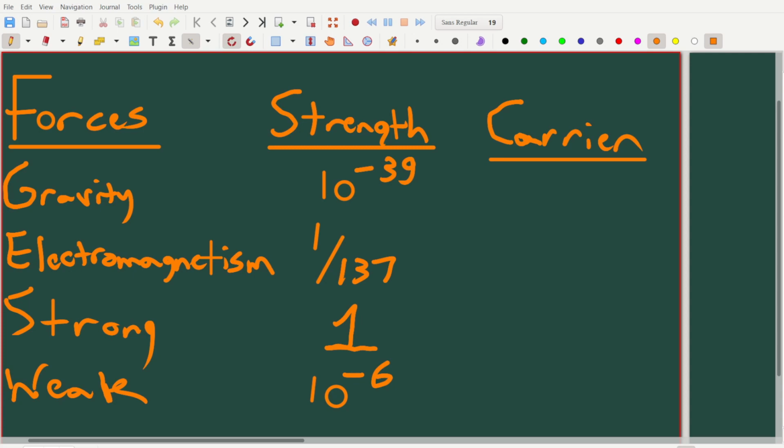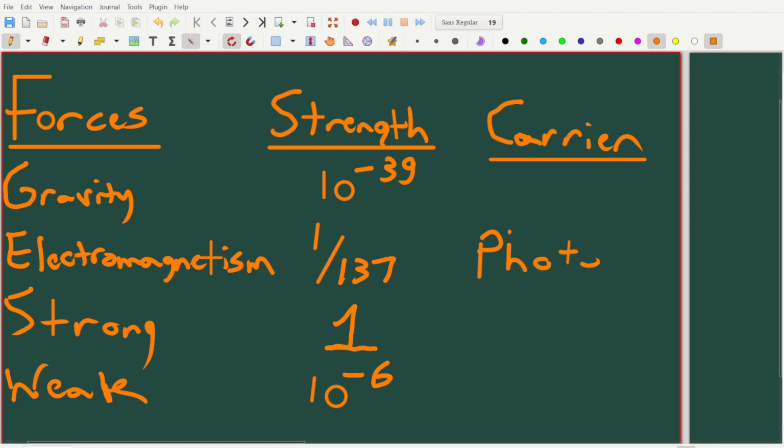And each of these forces, except for gravity, has one of those. The carrier for, let's start with electromagnetism, which of course is the most relevant one for us, since chemistry has everything to do with electromagnetism, is a very, very well-known force carrier. It's a very, very important particle. I wouldn't even call it a particle necessarily, but the carrier of the electromagnetic force is the photon, light.